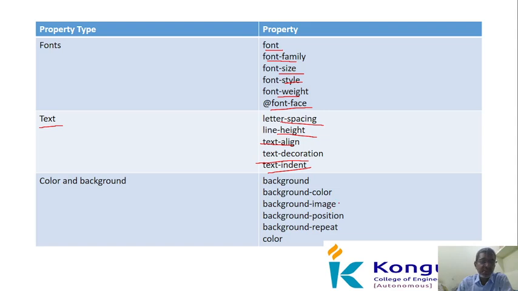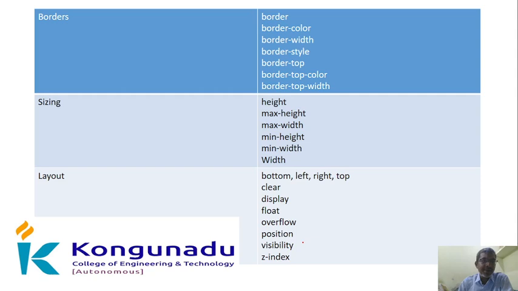If I want to change the background image, I can use the property background position, in which I have to fix the position of the particular background, and then background repeat, color will be there. So next one is the borders. So border color, border width, border style, border top color, border top width. These kinds of properties are processed under this one.